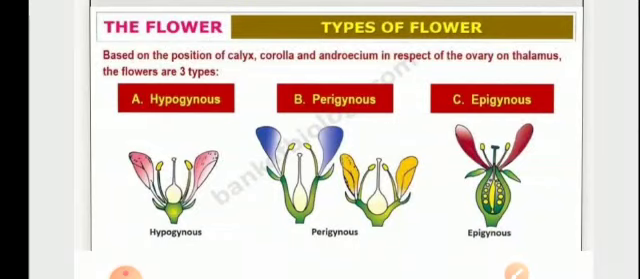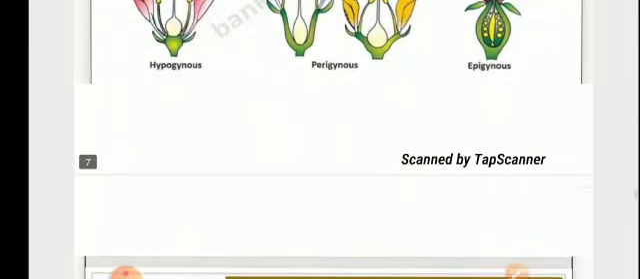So depending upon the position of calyx, corolla and androecium with respect to gynoecium or the ovary, the flowers are basically of three types. Firstly, the hypogynous. Second is the perigynous condition. And third is the epigynous condition.